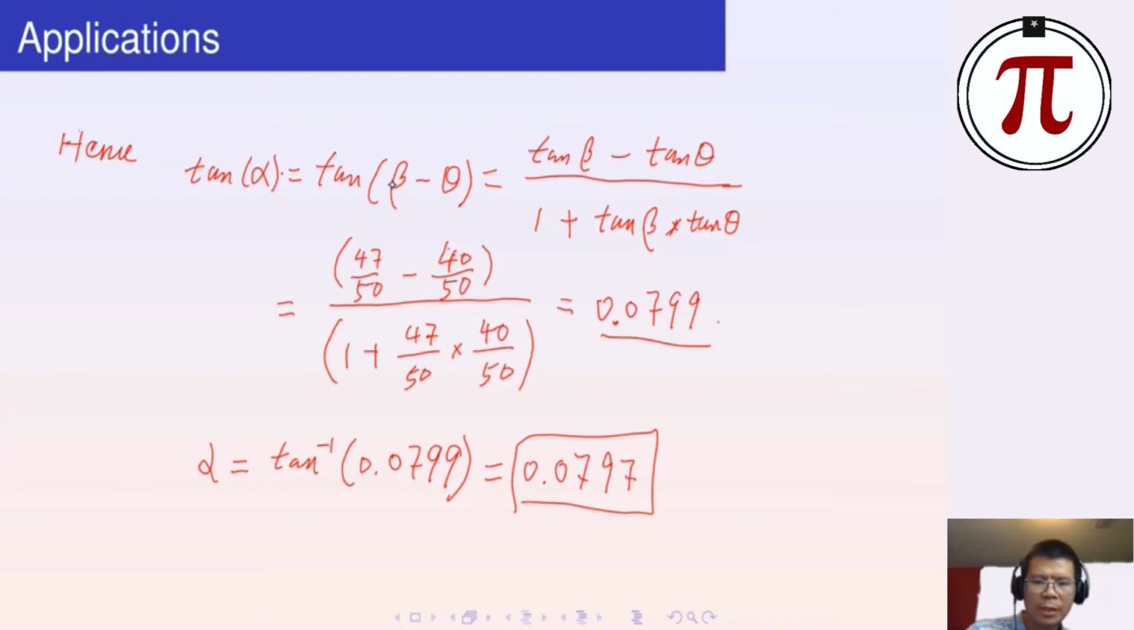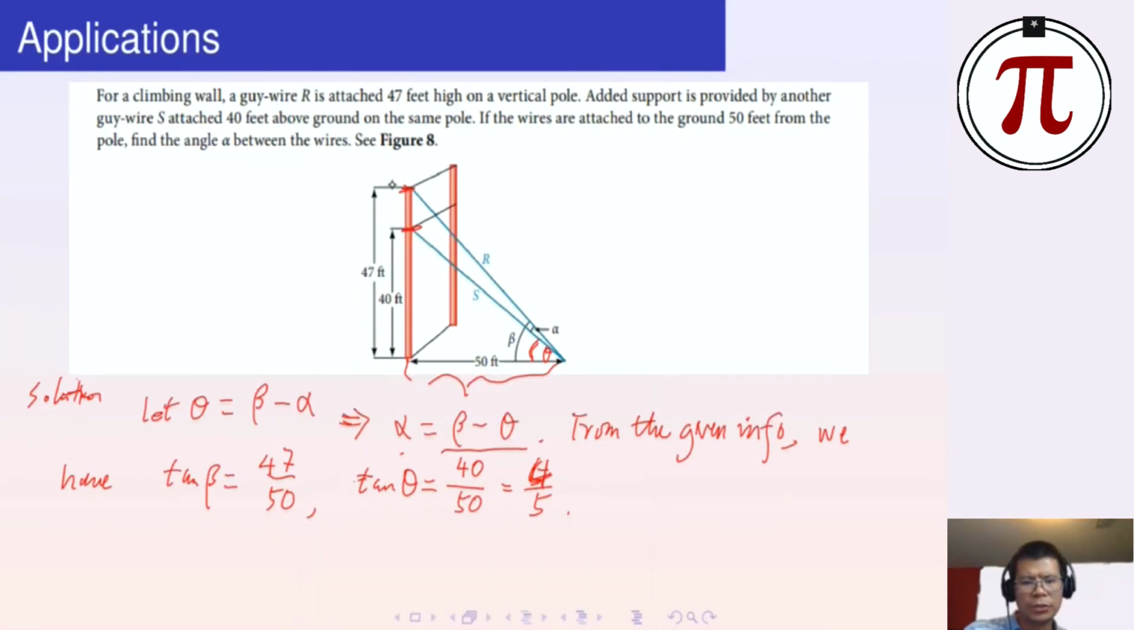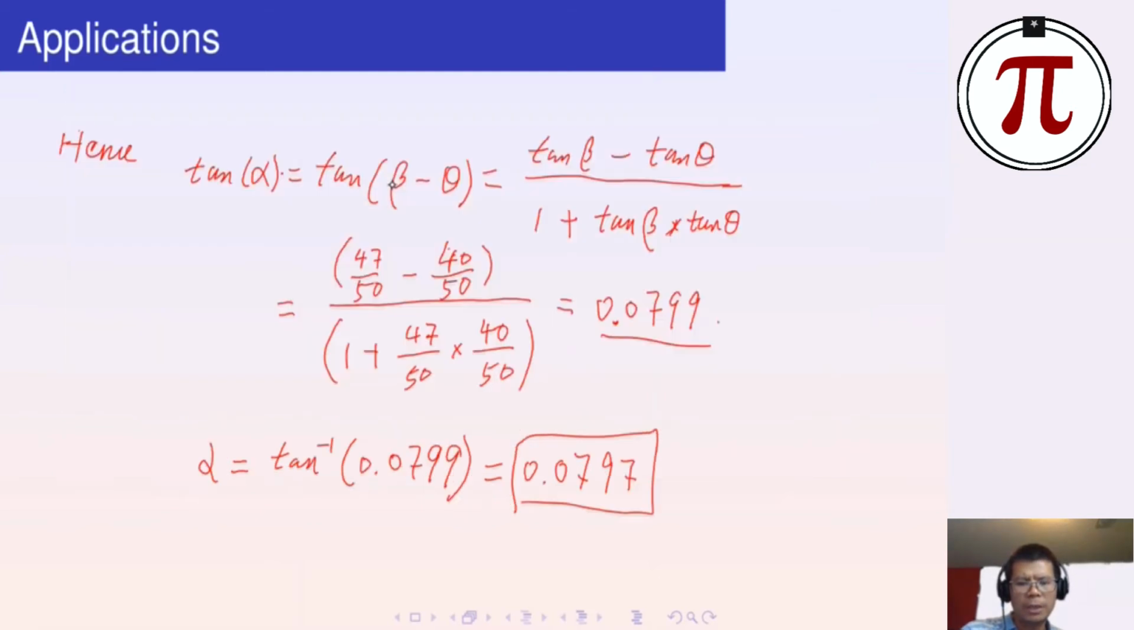So basically, what do we do? Based on the given information, we can find the tangent, right? It's easier to use tangent. The tangent is given, and we use the relation alpha is beta minus theta. So tangent alpha is tangent of beta minus theta. Plug in the formula, and we find the tangent value. After we find the value of the tangent, we can use the inverse tangent function to find its angle. Okay, so that's basically what we did for section 3.2.